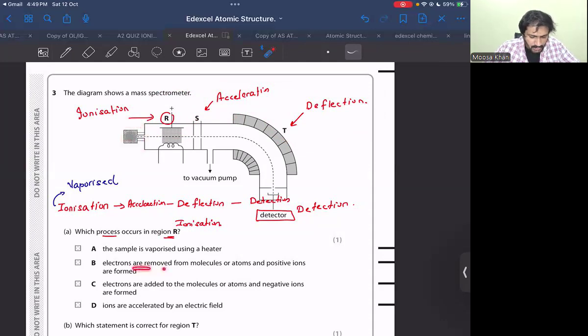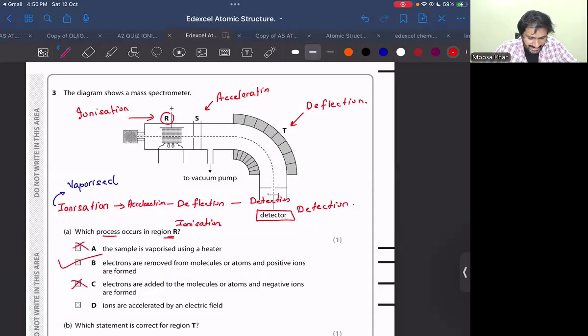B says the electrons are removed from the molecules or atoms and positive ions are formed. That's what ionization is, so B must be correct. C says electrons are added to the molecule. Whenever you add an electron to any molecule or atom, it will form a negatively charged ion. In a mass spectrometer, we have already established that we always remove the electron to make a positively charged ion. So option C is incorrect.